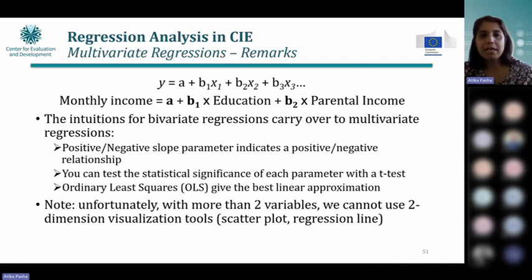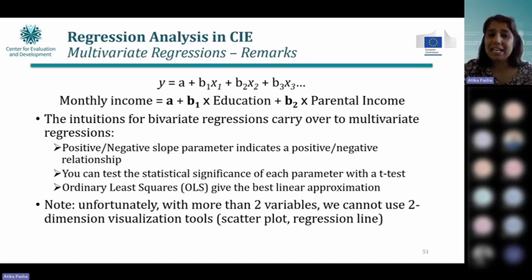Again, every time you see a positive slope here, it means we have a positive relationship. If we see a negative coefficient here, of course, we always put a plus here, but your b can be a negative value, which means that you have a negative relationship between, let's say, education and monthly income. And so your slope, or your b, is simply giving you the direction of your relationship.